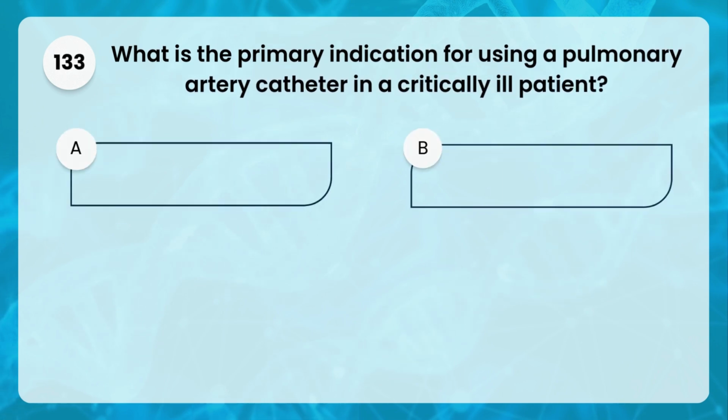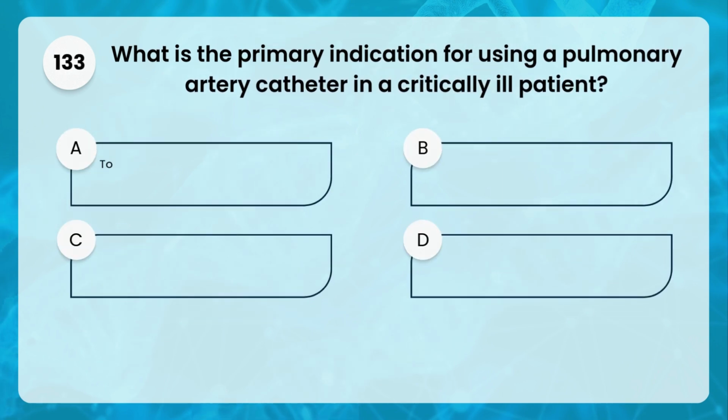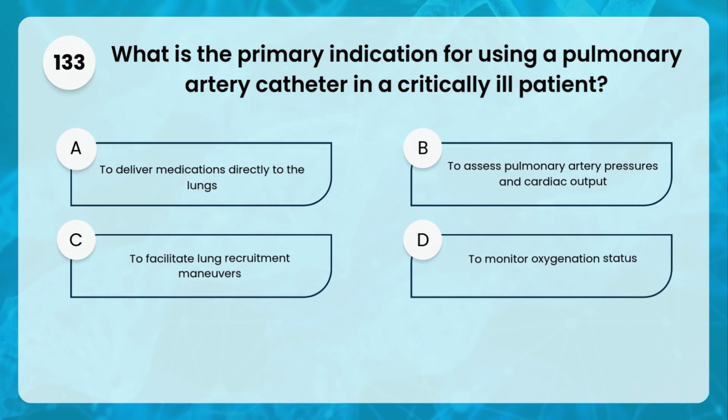133. What is the primary indication for using a pulmonary artery catheter in a critically ill patient? A. To deliver medications directly to the lungs. B.